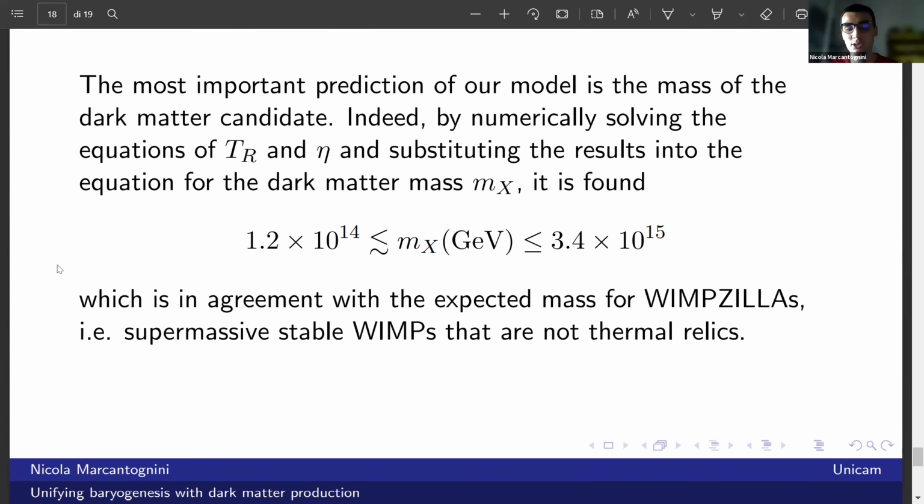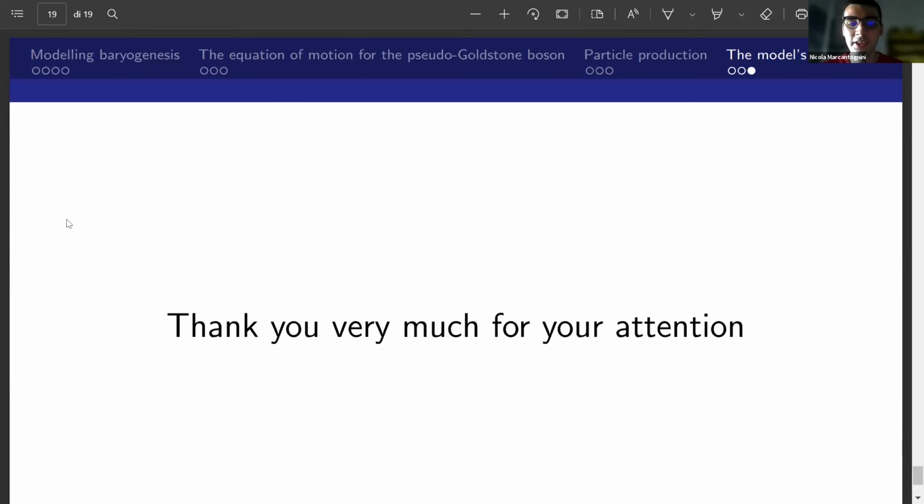So the fact that by studying a phenomenon which seems not to be linked to dark matter, we actually obtain a constraint for the dark matter mass, looks very important to me, and certainly deserves further developments. Thank you very much.